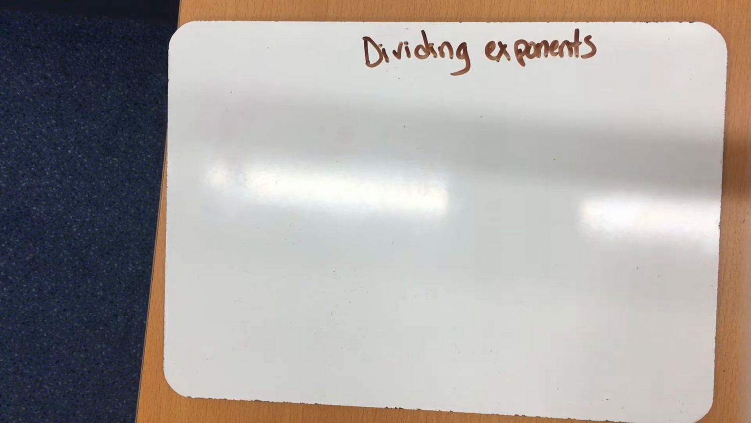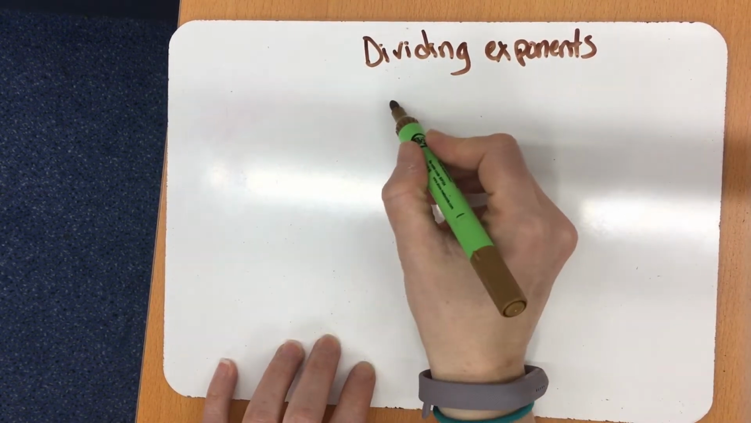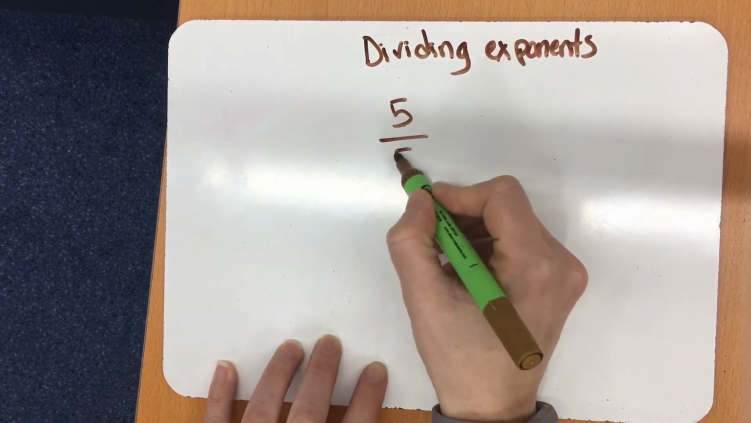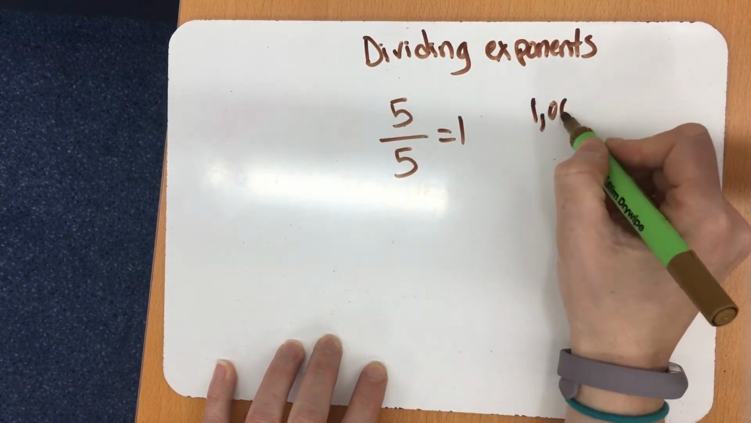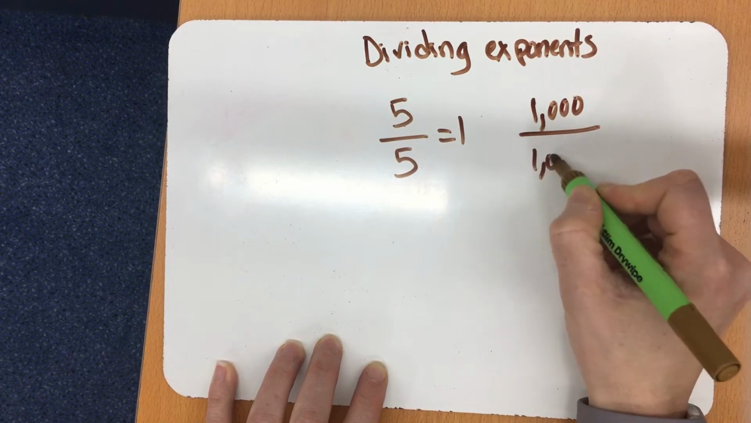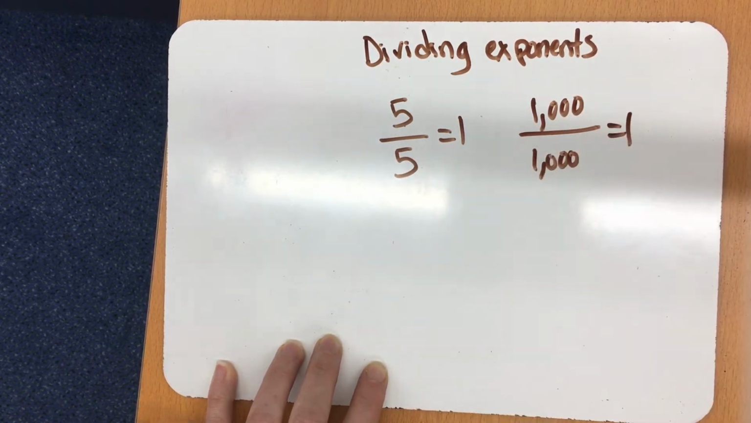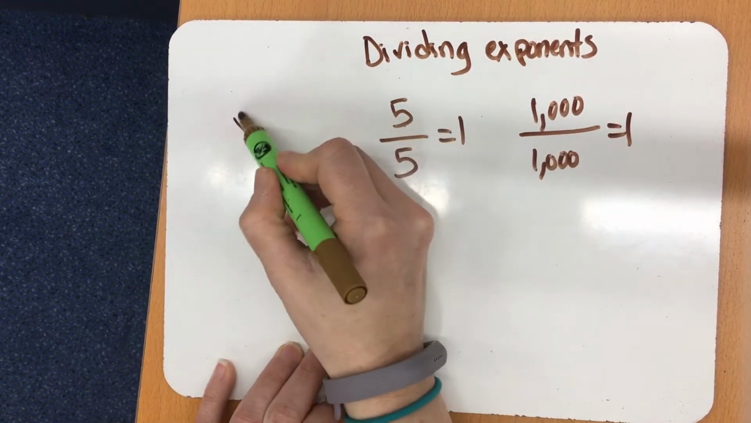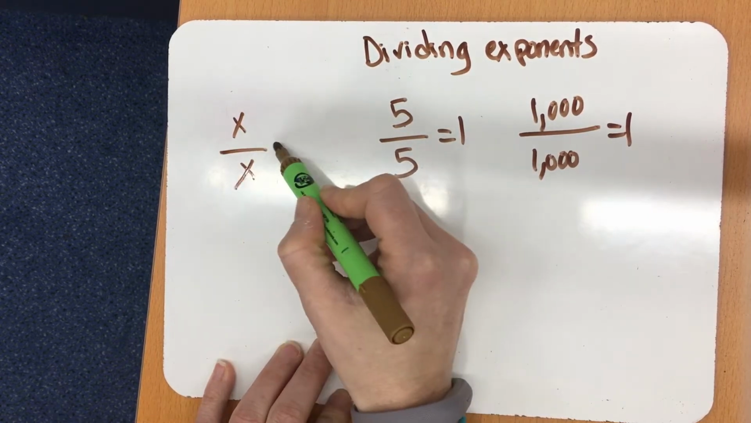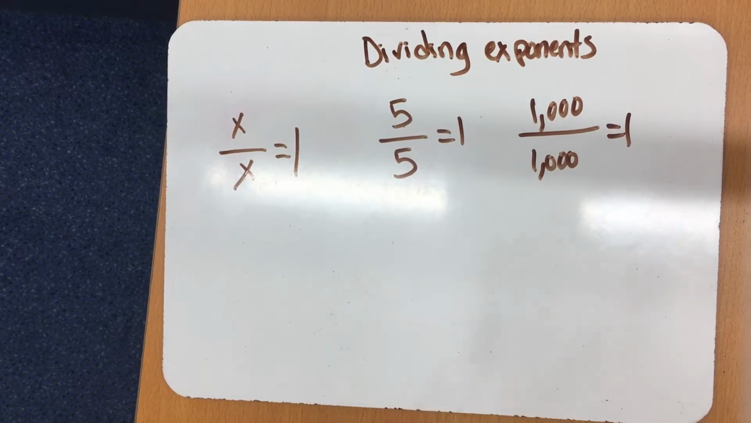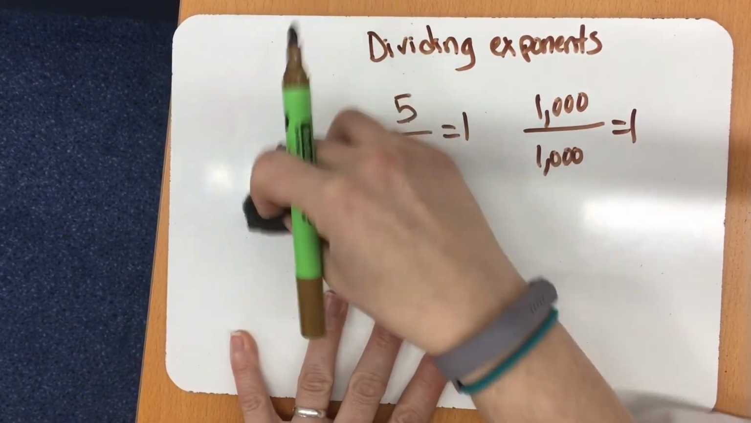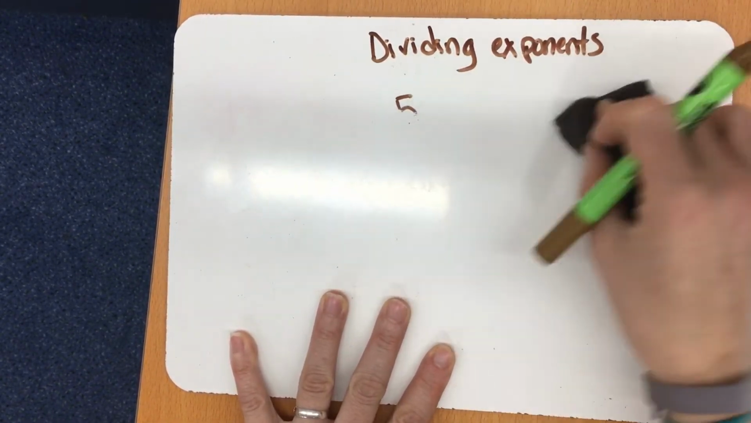divided by itself is equal to 1. So if I have the number 5 and I divide it by 5, that's equal to 1. If I have the number 1,000 and I divide it by 1,000, that's also equal to 1. If I have an x and I divide it by another x, that's also equal to 1. It doesn't actually matter what number any of these things are. That's something that's going to be key to remember as we talk about dividing exponents.